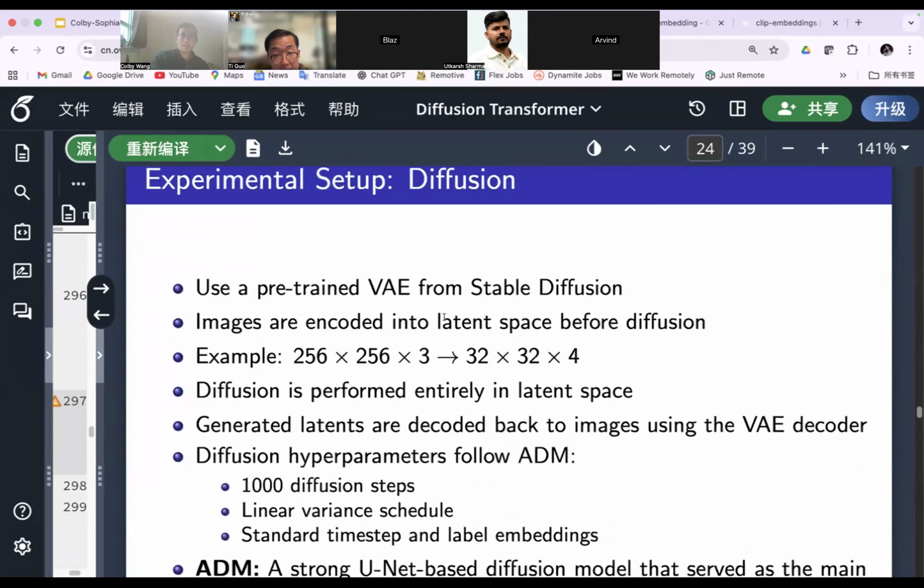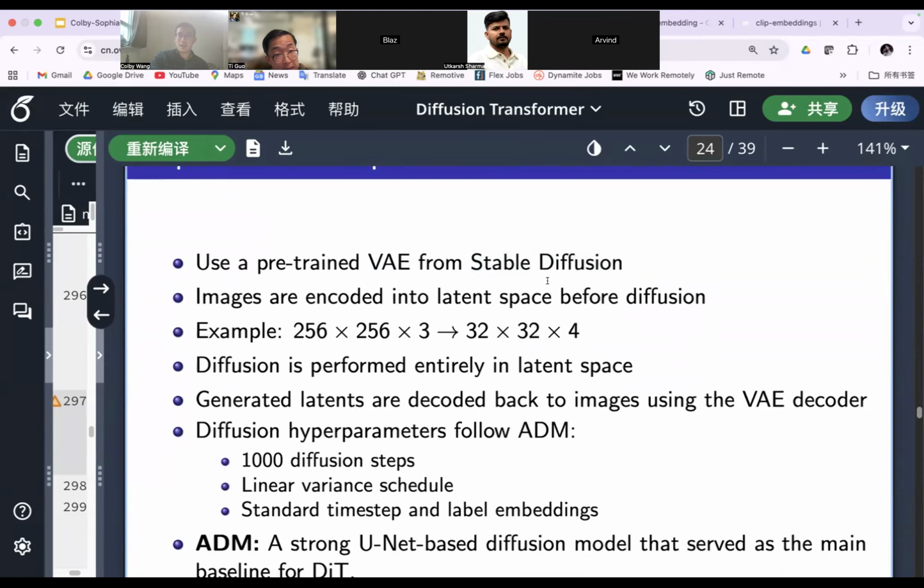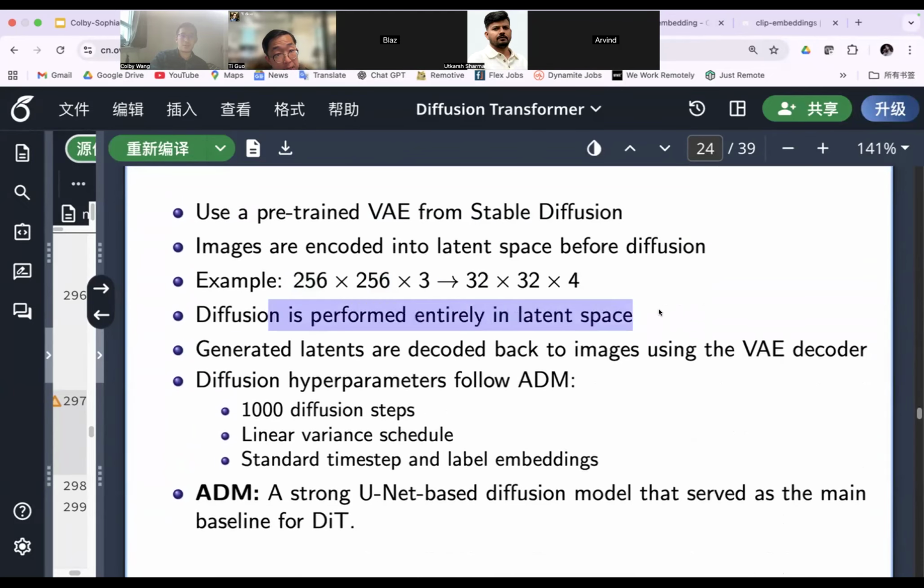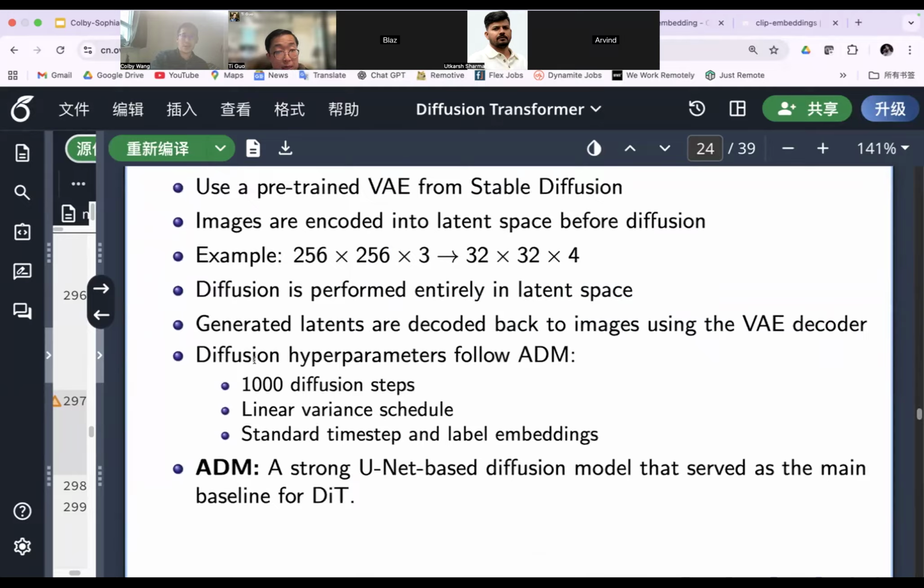They have a pre-trained VAE. They use a VAE from Stable Diffusion, and images are encoded into latent space before diffusion. Diffusion is performed in the latent space, as we said earlier. The generated latents are decoded back to images using the VAE decoder. For diffusion, they follow ADM, which is just a UNet in the pixel space. So the 1,000 diffusion steps as usual, and a linear schedule for the alpha and beta, which is in the DDPM paper, and then standard timestep and label embeddings.